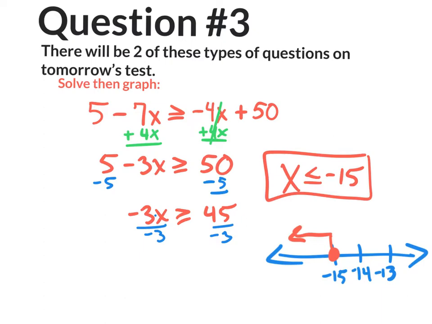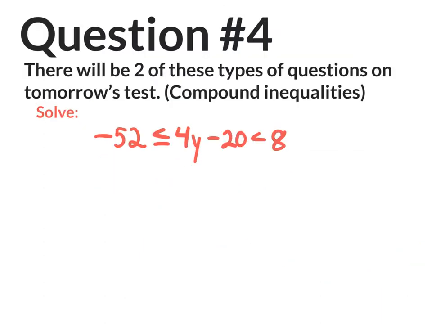Moving on to question number 4. There's also going to be 2 of these types of questions. So we went from regular inequalities to compound inequalities. The only difference is you don't just have 2 sides, right? This is a regular inequality. This is a compound inequality. So we have the middle where we want to get y by itself, and whatever you do to the middle, you have to do to the 2 outside sides.